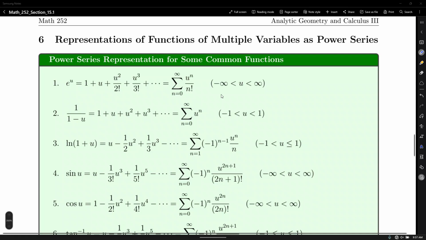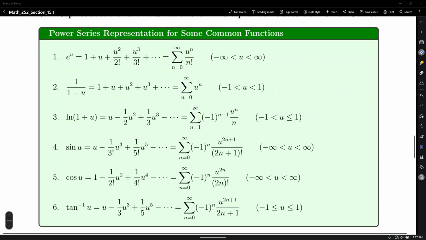Let's talk about representations of functions of multiple variables as power series. These are the special forms of some of the most well-known elementary functions and their power series representations. You went through a long process to get all this by finding multiple derivatives, maybe up to the fourth derivative, and then finding a pattern, then looking at the radius and interval of convergence, which is really a fancy way to say domain of the function.